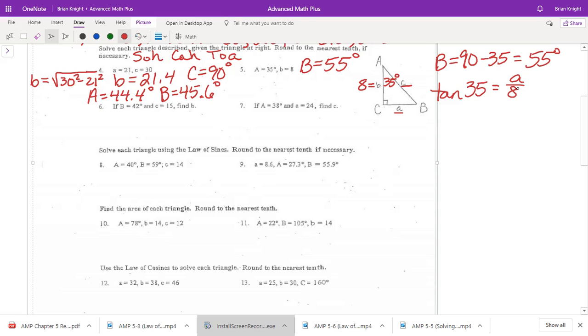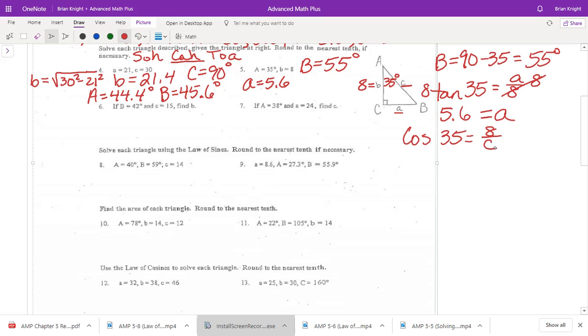And do what to both sides? Not subtract. Multiply by 8. That should give you 5.6. And then to get C, B is 8. Again, it's the adjacent. C is the what? Hypotenuse. So now, which one are we going to be using? Adjacent and hypotenuse? Cosine. So cosine of 35 equals 8 over C.